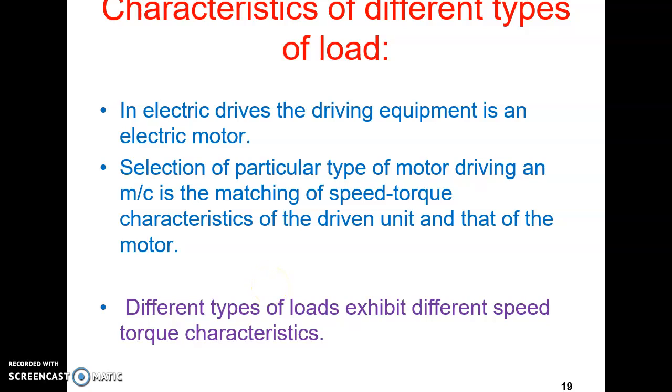After that, we will discuss the characteristics of the different types of load. In an electric drive, the driving equipment is an electric motor. The selection of the particular type of motor for driving a machine is the matching of the speed torque characteristic of the driven unit to that of the motor. Different types of loads exhibit different speed torque characteristics. We will discuss this in the next class.